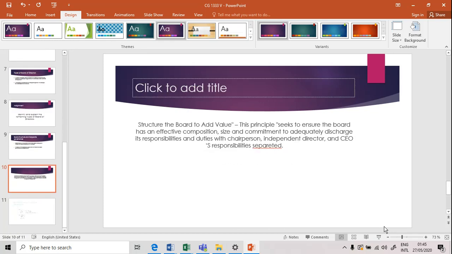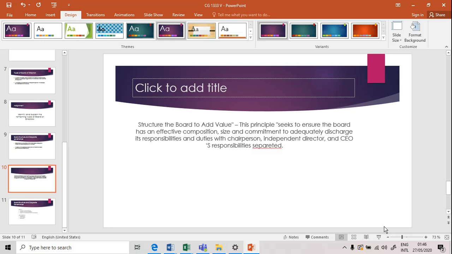So structure the board to add value. It's a principle that seeks to ensure the board has an effective composition, size, and commitment to adequately discharge its responsibilities and duties, with the chairperson, independent director, and CEO having their responsibilities separated. So the structure of the board is specifically to add value to that corporate business. So by implication, every structure that does not add value to an organization has defeated its purpose.